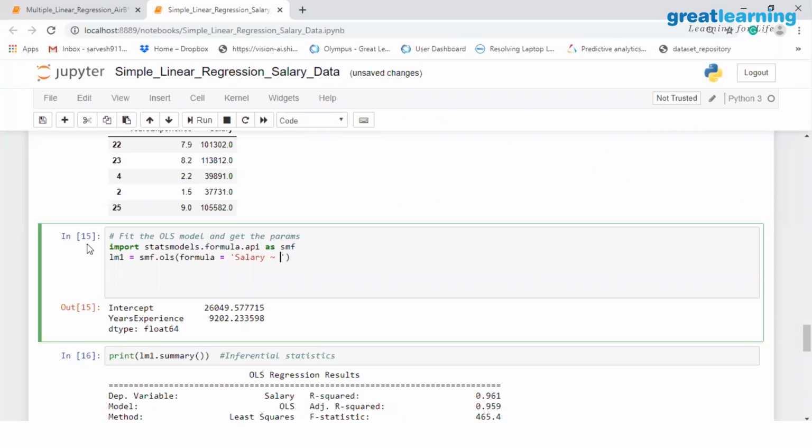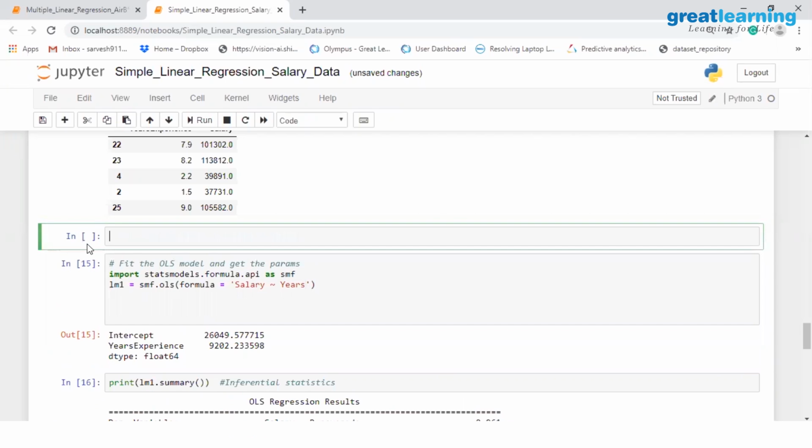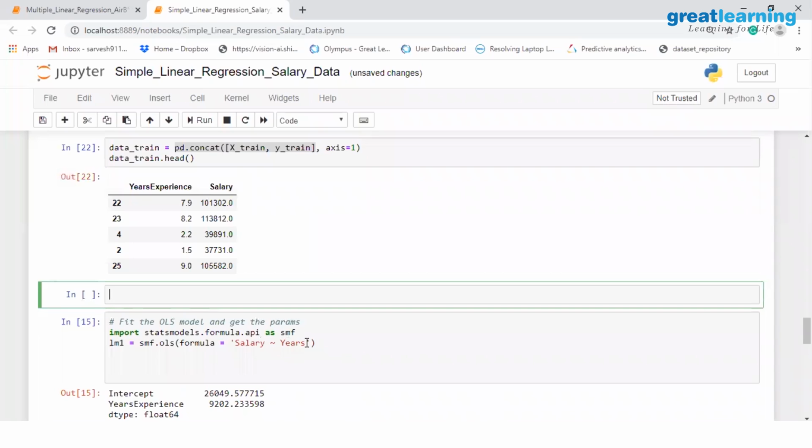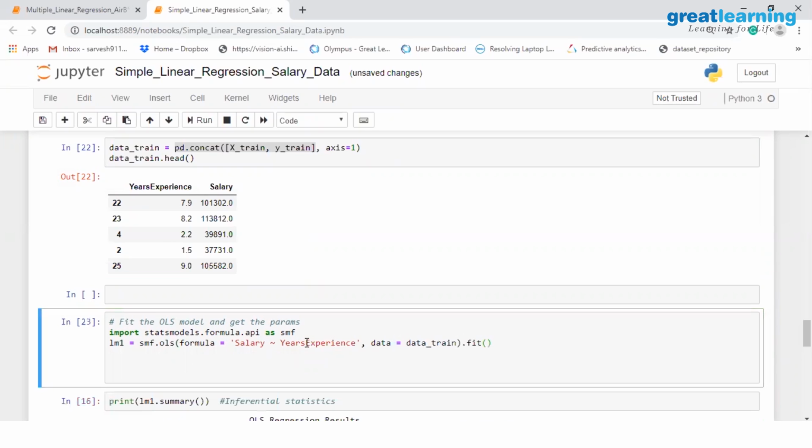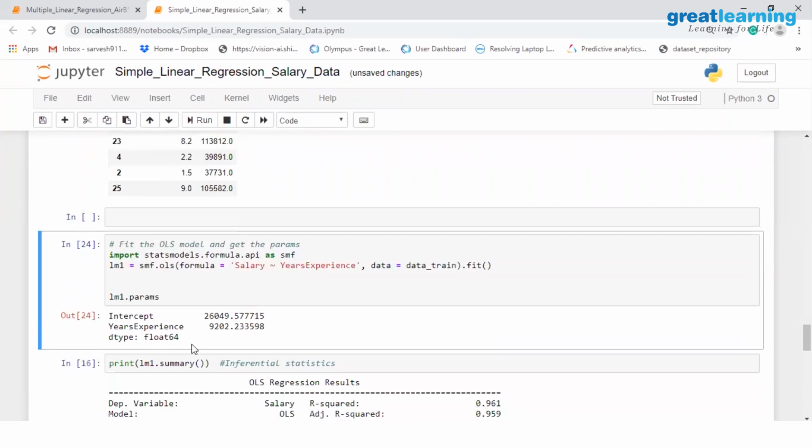Salary is a function of years of experience. What is the data? Data is equal to data train, and I'm going to fit the model. Right now my model is fit, and what is my lm1.params? It gives the intercept value and the coefficient value for years of experience. Intercept is 26,049 and the years of experience coefficient is 9202.